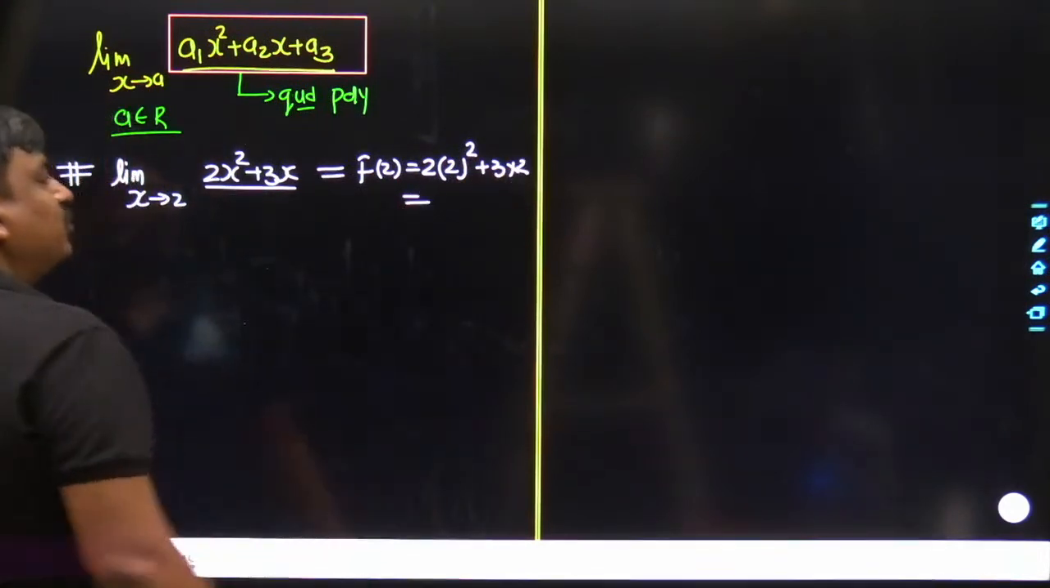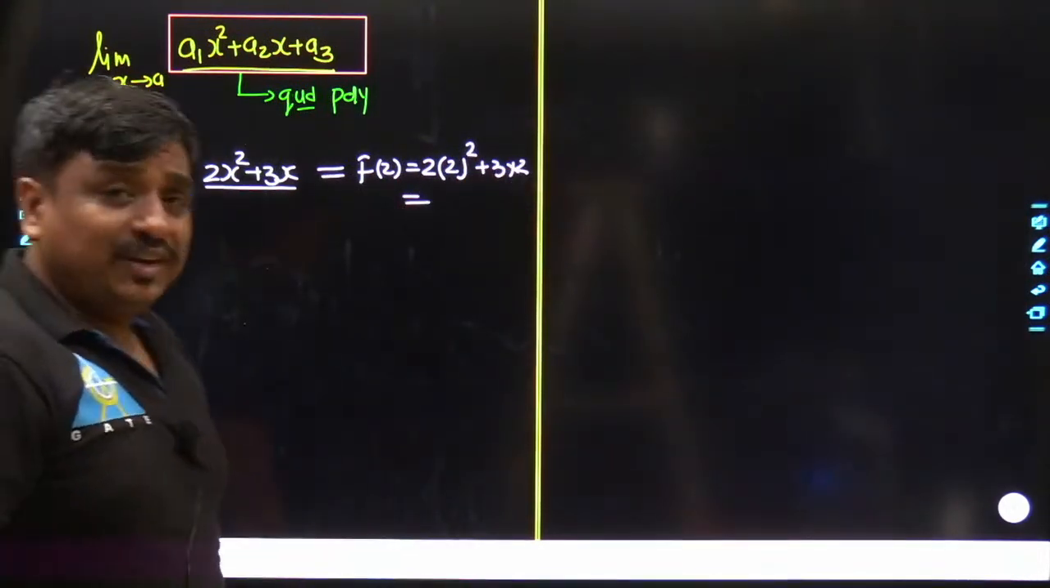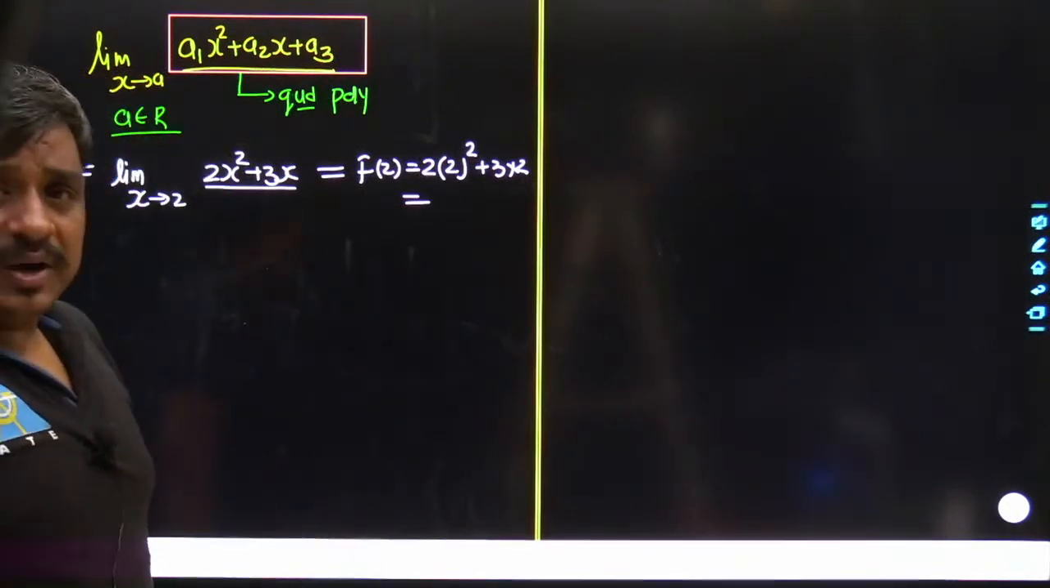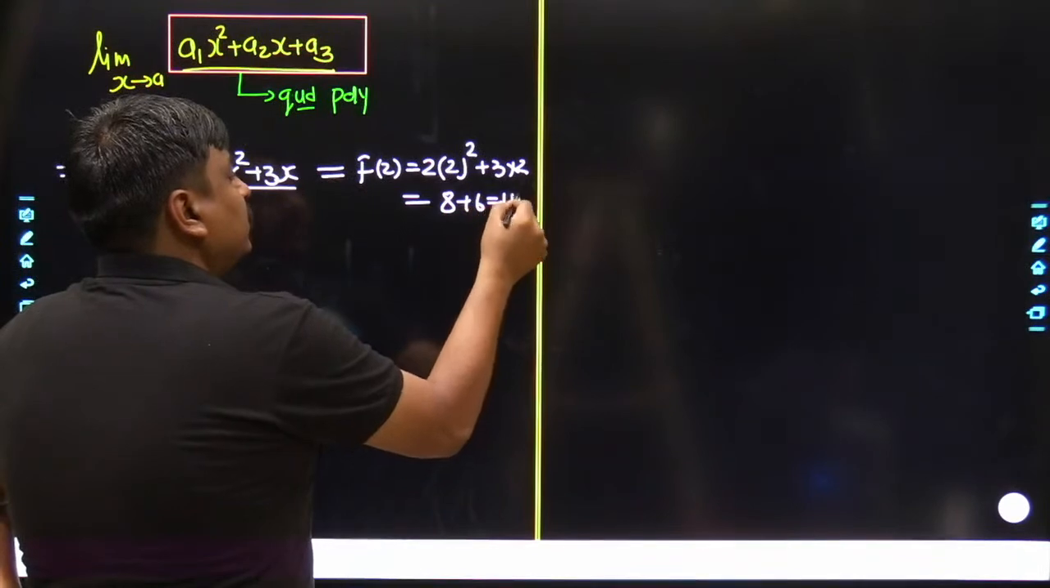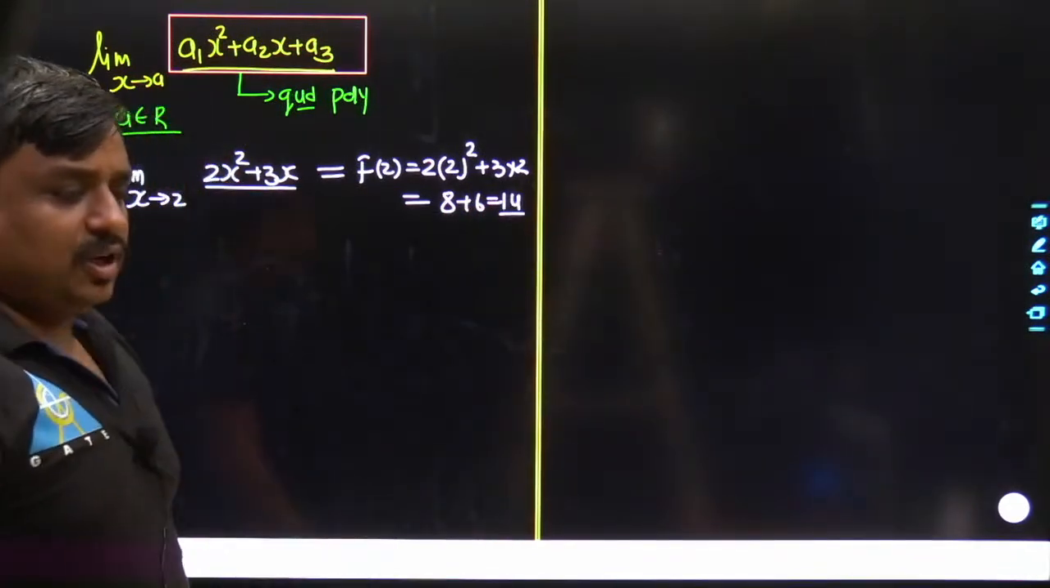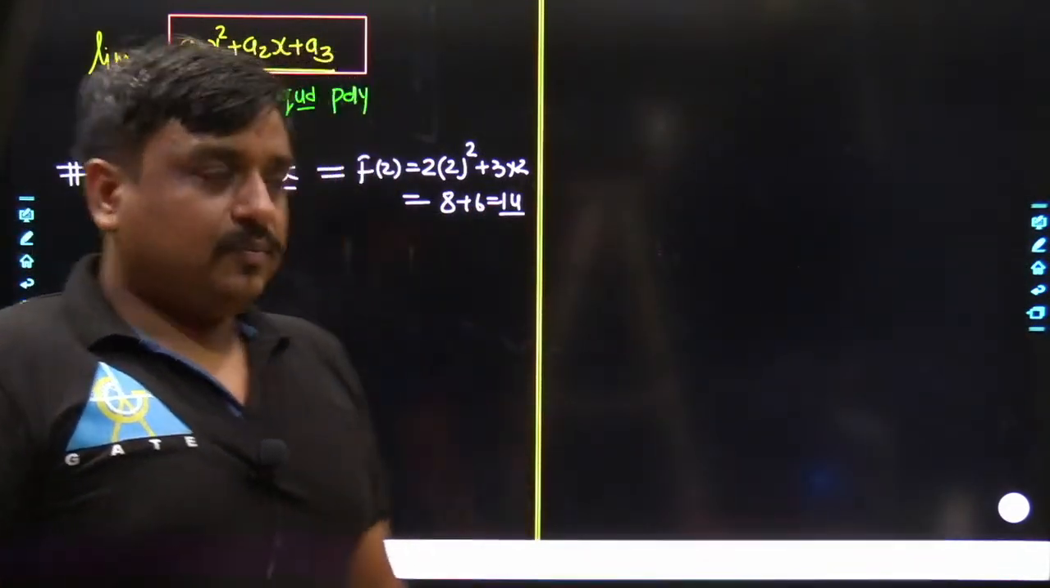Here 2 raised to 2 is 4. 4 multiplied with 2 is 8. 8 is added with 6. End of the day, the result we get is 14. It's going to be 14.